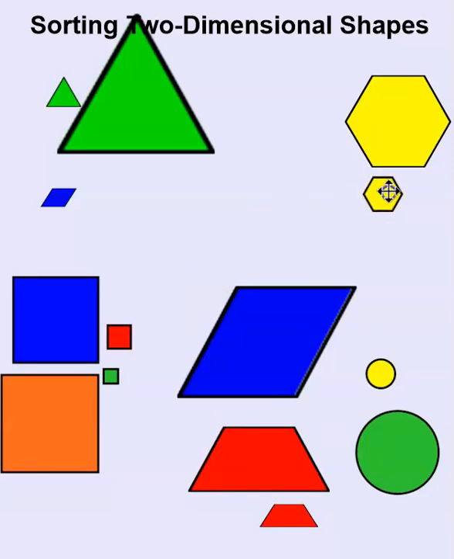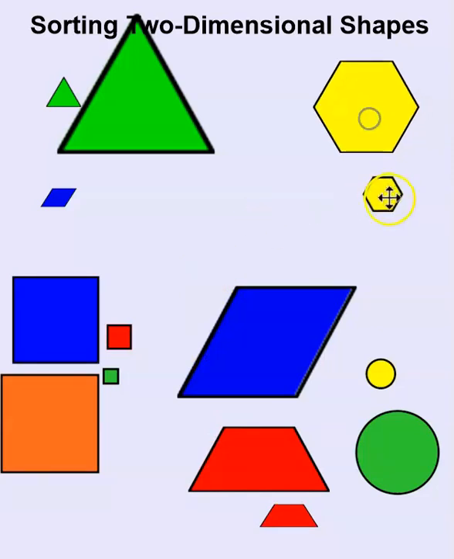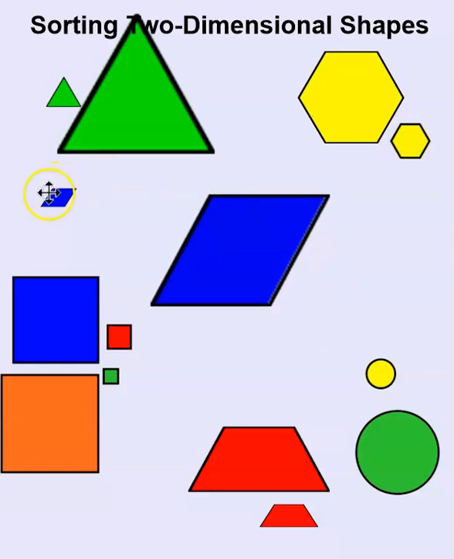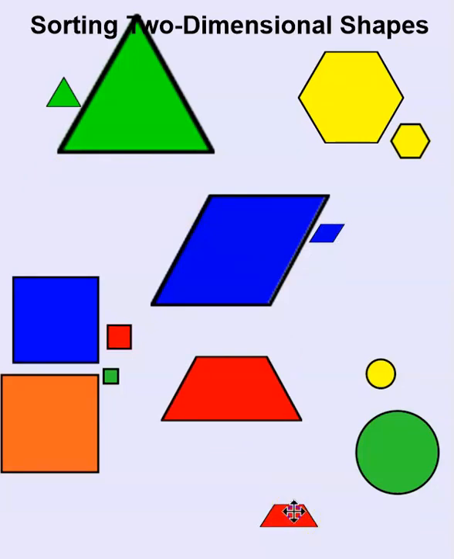Does anyone know what this shape is called? That is a hexagon. And this one is a rhombus. And then I have a trapezoid.